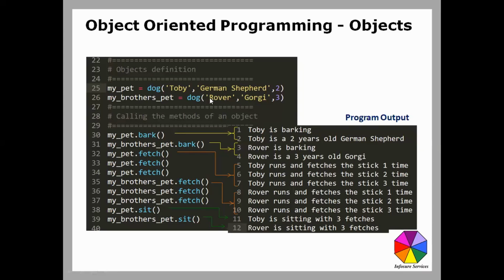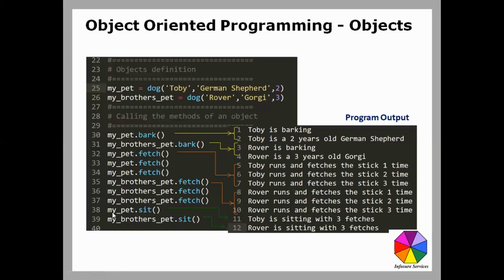So its initialization is different here. The name of that dog is different. So Rover is barking. Rover is a 3-year-old Corgi. If you call it multiple times, it will go about incrementing the fetch count. Okay, fetch, fetch, fetch. Let's say you're playing with the dog. You are calling fetch, throwing this stick, and the dog is going fetching, comes back. So each time this fetch is called, it increments the fetch count. Okay, and here is another, Rover runs and fetches.